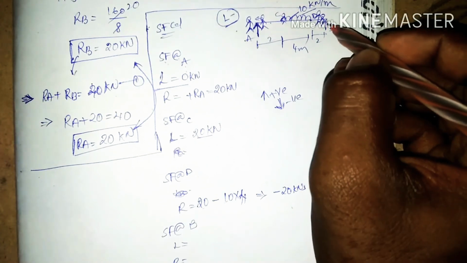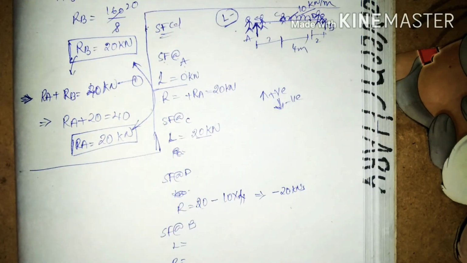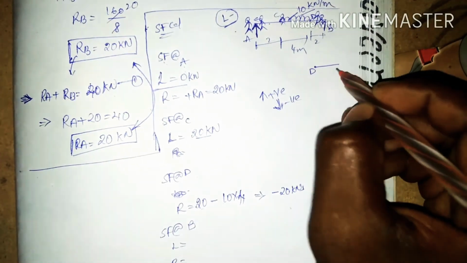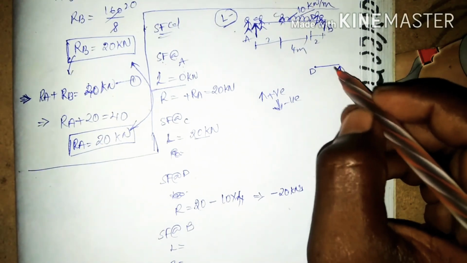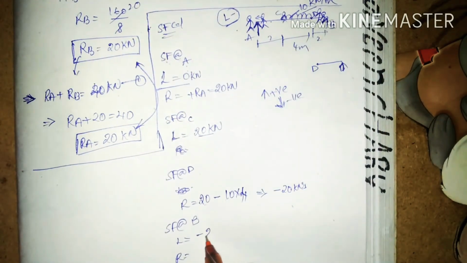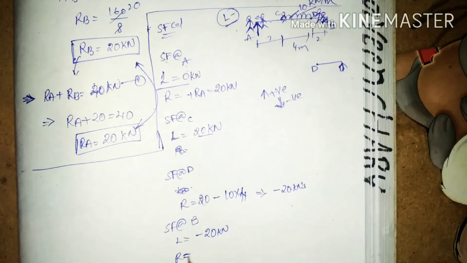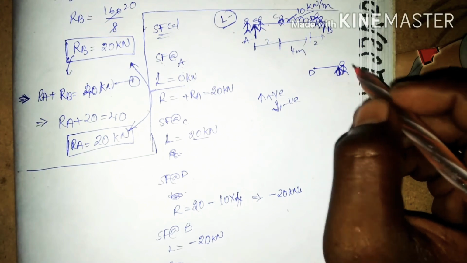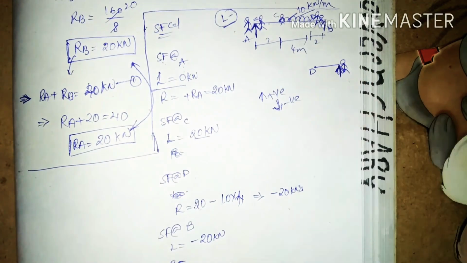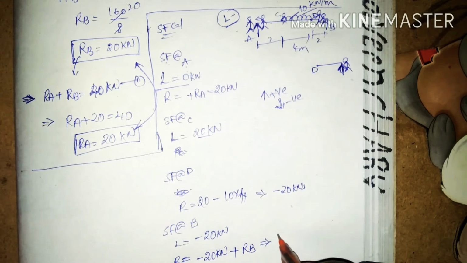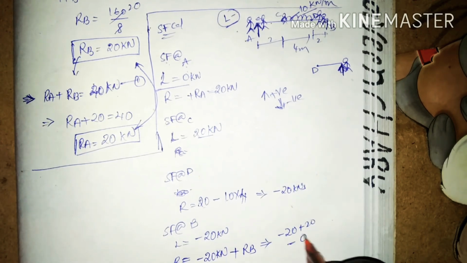Next, up to the left of B, from D to B we have no loads. Here it is D and here it is B. With no loads, the same value continues up to the left of B, that is minus 20 kilonewtons. When I go to the right of B and look to the left side, I find an upward reaction RB, so minus 20 plus 20 will be 0 on the reference line.